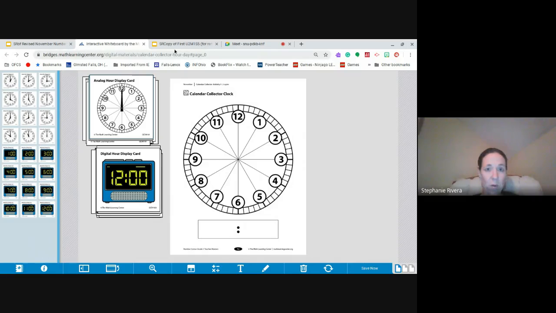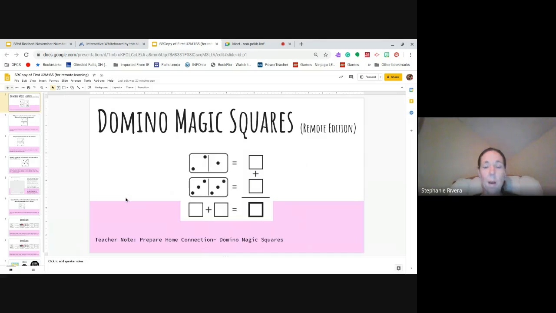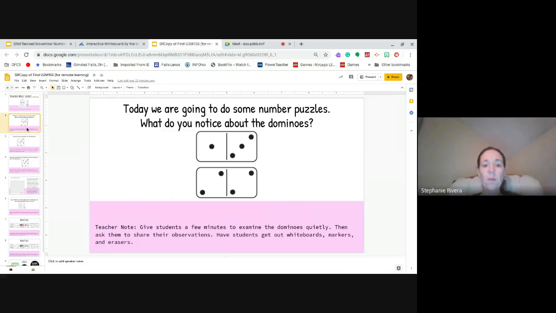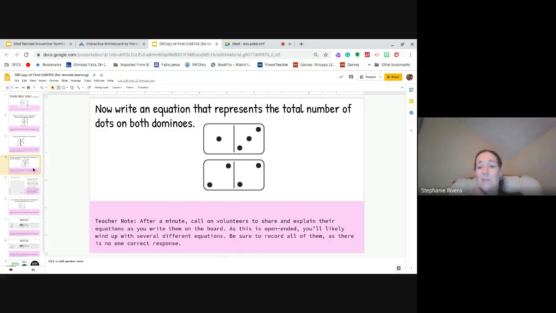The last thing that we're going to look at here is some domino magic squares. We're going to look at counting up some dominoes. Take a look at these dominoes and tell me, what do you notice about these dominoes? I heard somebody yell that here we had 3 and 1, and here we had 2 and 2, but you're right. They have the same number of dots. This domino has 4 dots, and this domino has 4 dots. We're just making 4 in different ways.